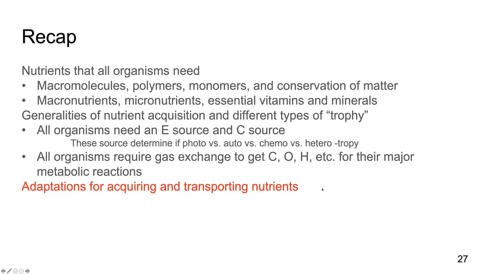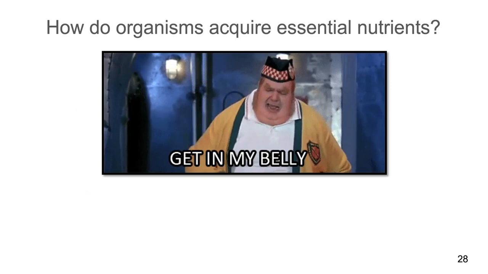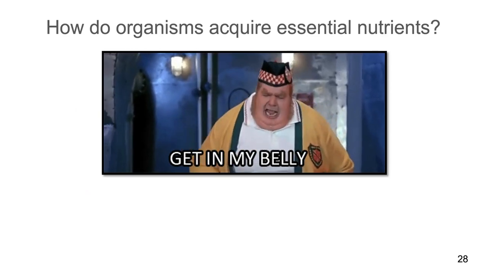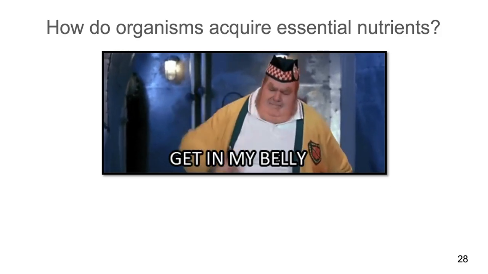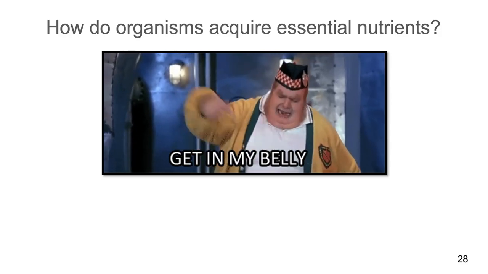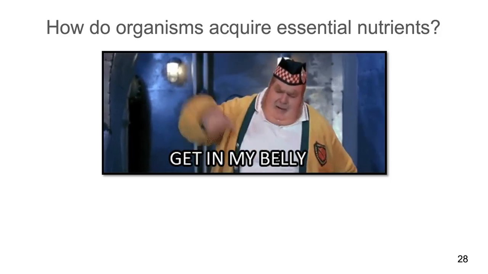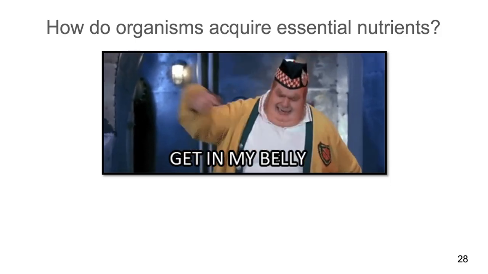Okay, so the specific adaptations that organisms have to acquire and transport nutrients throughout their cells or throughout their body. So how do organisms acquire and transport essential nutrients? You may think it's like this, you just eat it and it gets in your belly and then it gets spread out. And for a lot of organisms, that is the case.